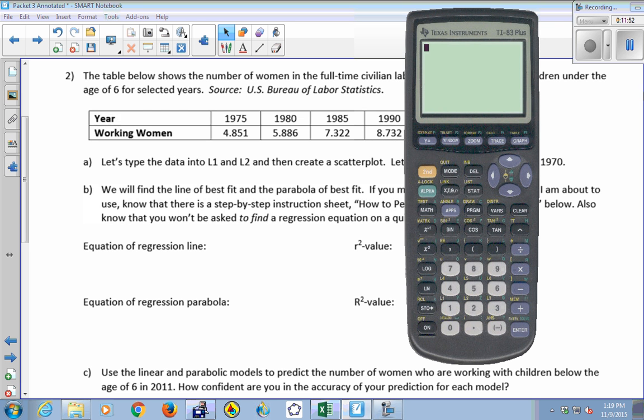All right, so to enter it, you press the stat button, because this is a statistics thing. We're dealing with data. This is statistics, right? So you press the stat button and choose option 1, edit. We want to edit our lists.